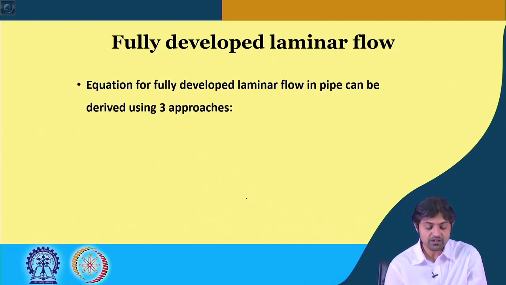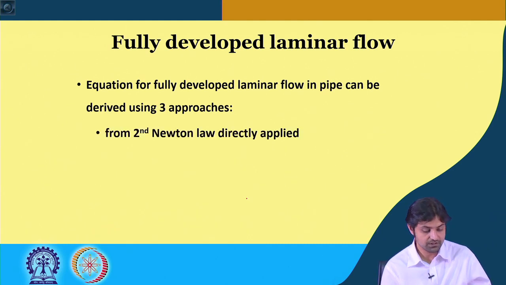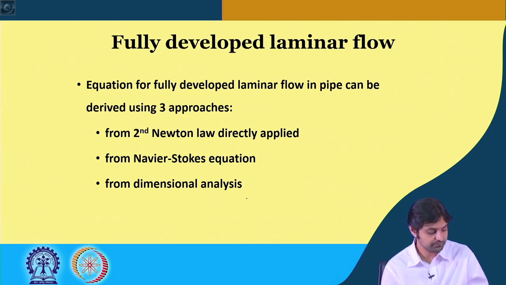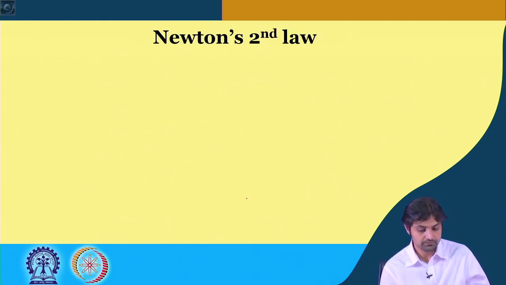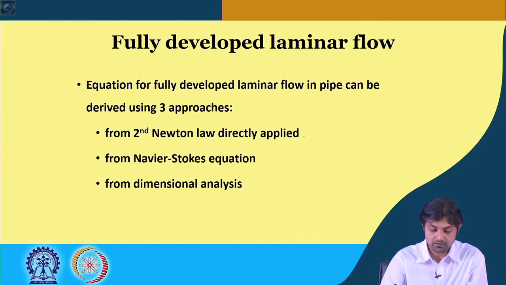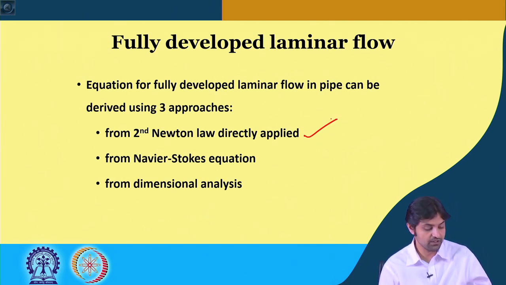So, the equation for fully developed laminar flow in a pipe can be derived using three approaches. What are these three approaches? One is from Newton's second law, which is applied directly. Second is from using the Navier-Stokes equation. The third one is from dimensional analysis. So, what we are going to do? We are going to start the derivation of fully developed laminar flow in a pipe using Newton's second law.